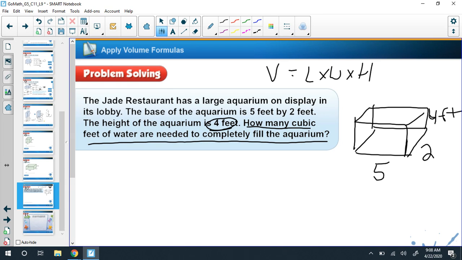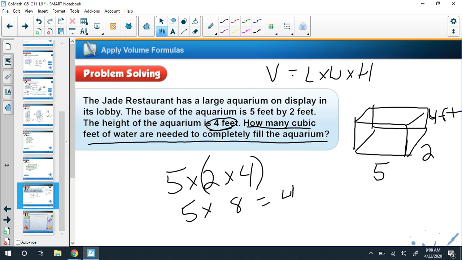So with that being said, here we are. We have 5 times 2 times 4. I'm going to just go ahead and do this. 5 times 4, or I'm sorry, 2 times 4 is 8, and 5 times 8 is 40. Our measurements were in feet, so it's 40 cubic feet.